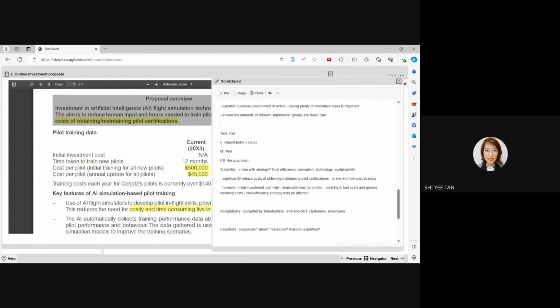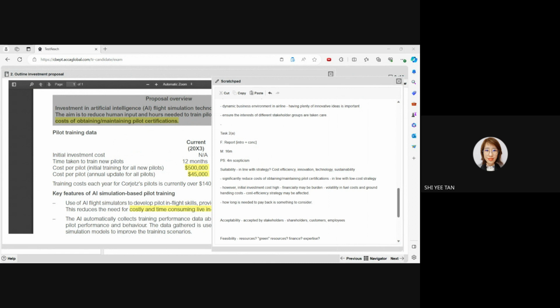So I will write here. I will say that how long is needed to pay back is something to consider because it is a very huge cost, huge investment cost.